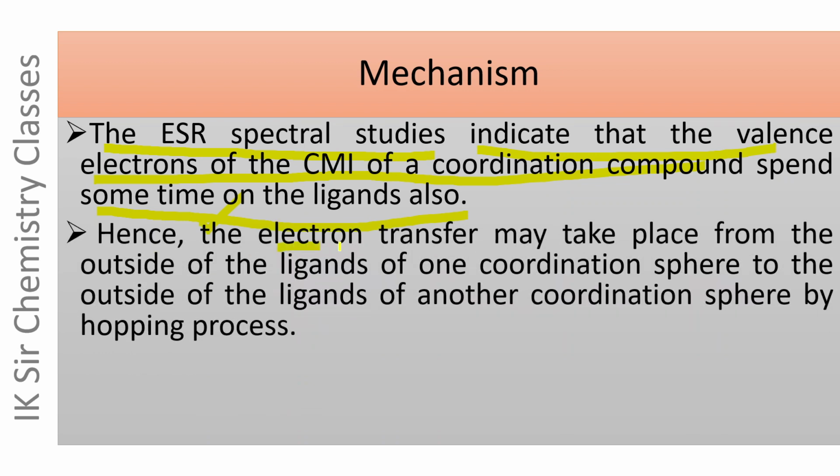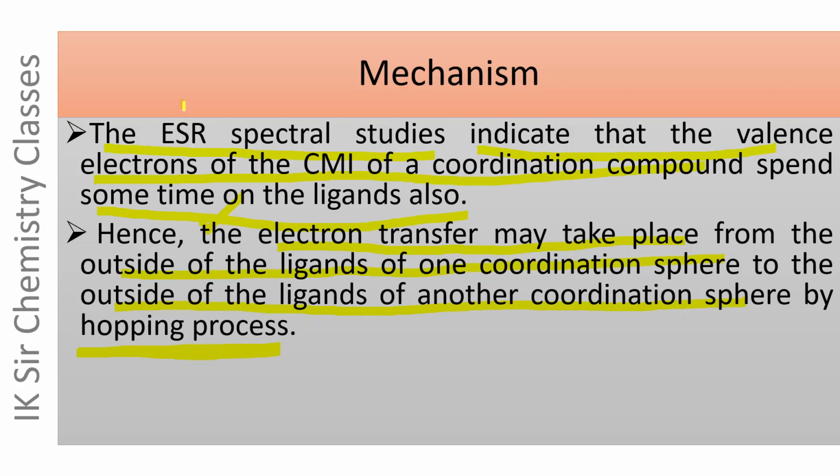Hence, the electron transfer may take place from the outside of the ligands of one coordination sphere to the outside of the ligands of another coordination sphere by hopping process. The word hopping has been derived from the motion of a frog. The frog jumps from one place to another place, and this jumping is also called hopping.